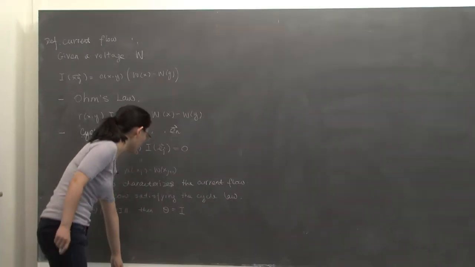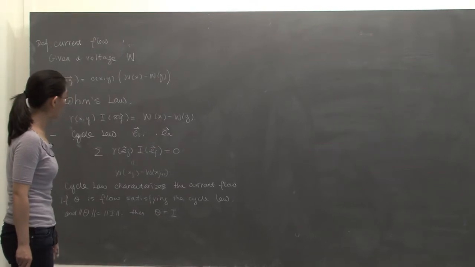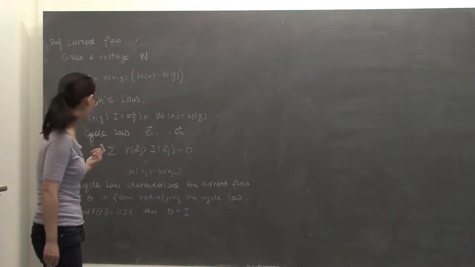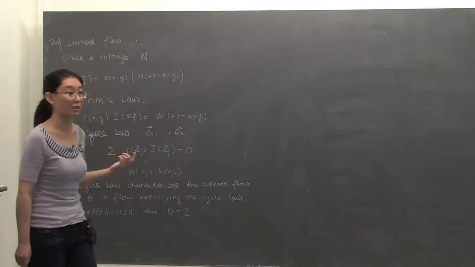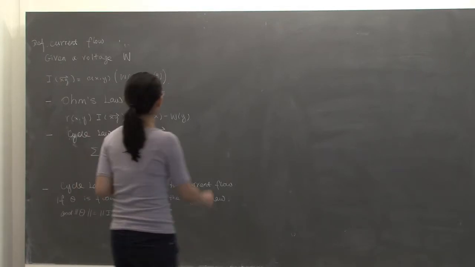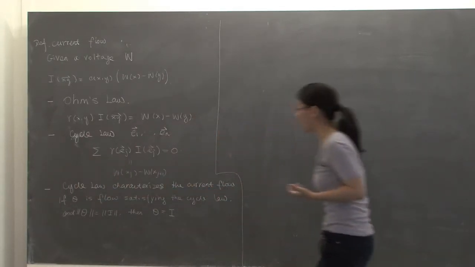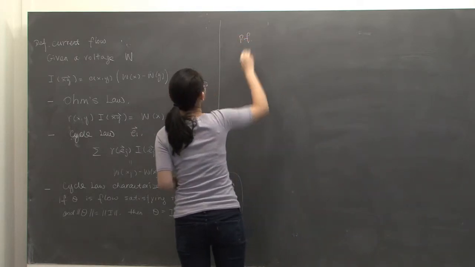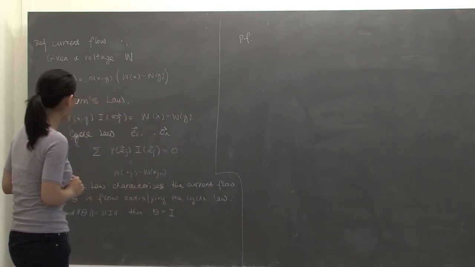It says that, in fact, the cycle law characterizes uniquely the current flow. So if we have a flow, and if we can show that it satisfies the cycle law, then we prove that it is the current flow. Okay, so why is this true? We want to show that the cycle law characterizes the current flow.